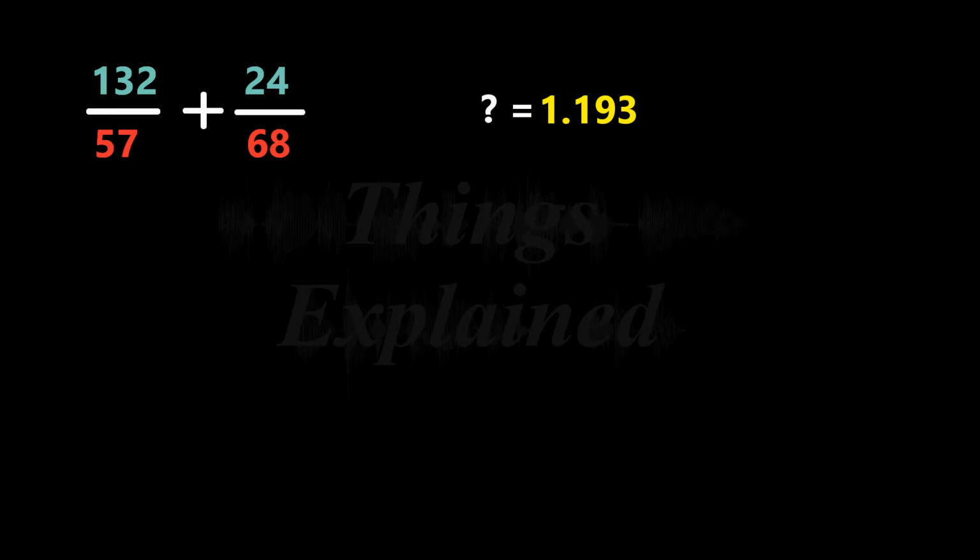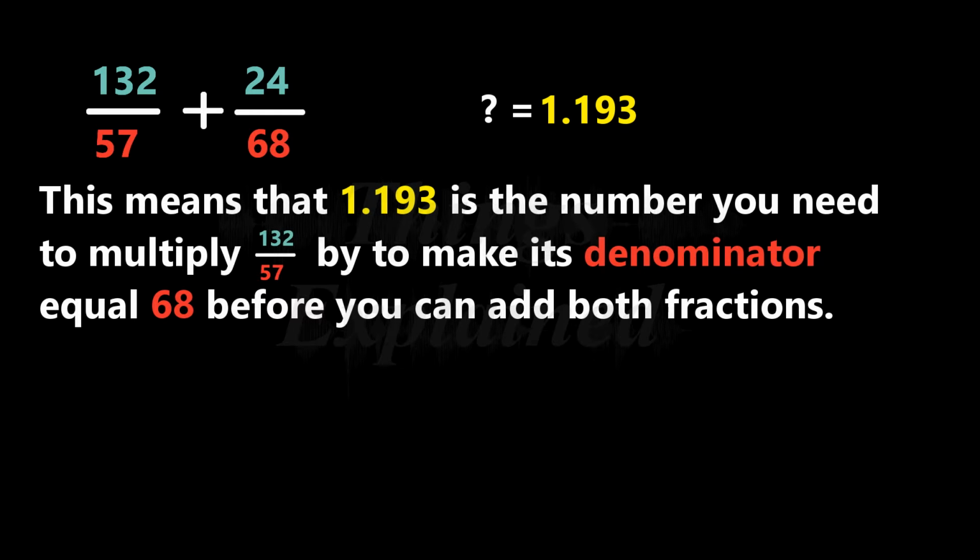Let me move that out of the way for you. So what we have here means that the number 1.193 is the number that you need to multiply the fraction 132 over 57 by in order to make its denominator equal 68. This must be done before you can add both fractions.